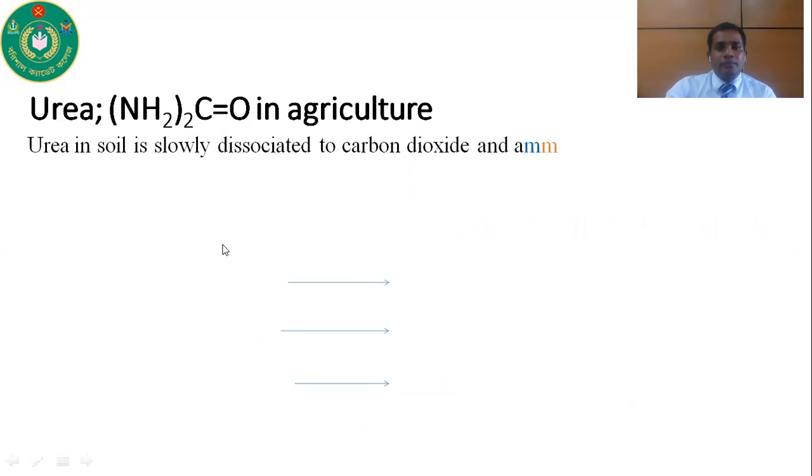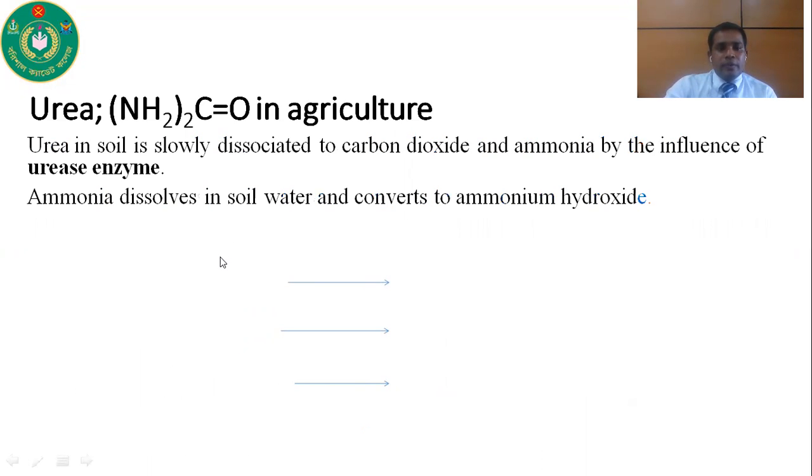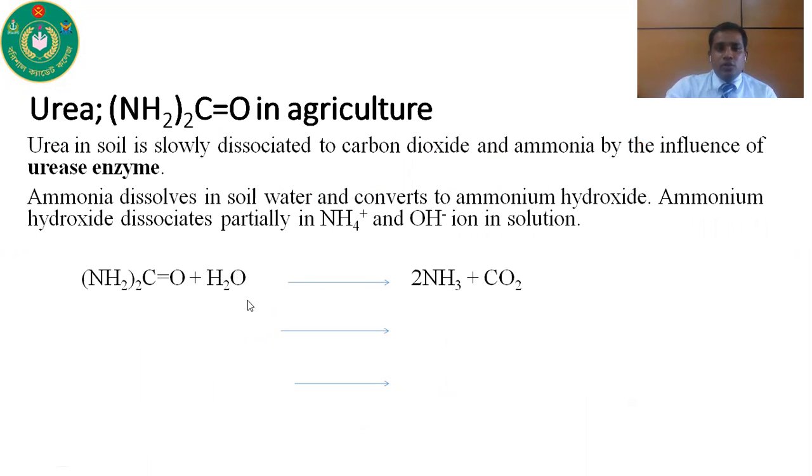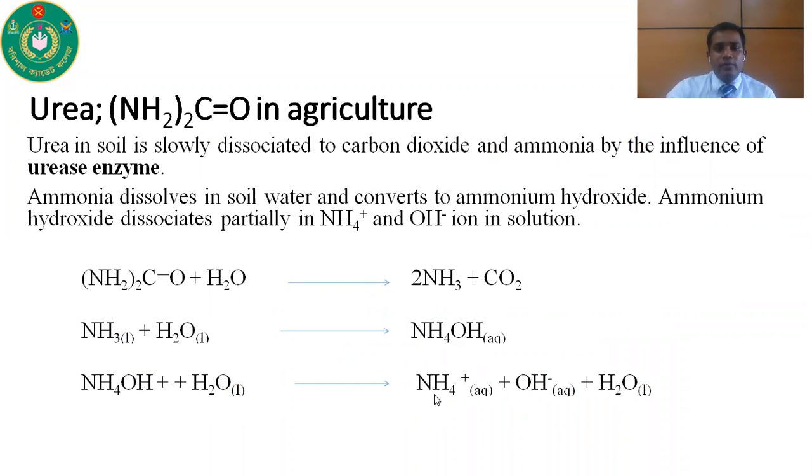How do plants absorb urea? When urea is applied on soil, it reacts with water and produces NH3 and carbon dioxide. This ammonia dissolves in water and produces ammonium hydroxide, and ammonium hydroxide dissociates into ammonium ion, hydroxide ion and water, and plants absorb this ammonium ion. So by absorbing ammonium ion, the deficiency of nitrogen can be removed in plants. So we can say that urea is the main source of nitrogen for plants.